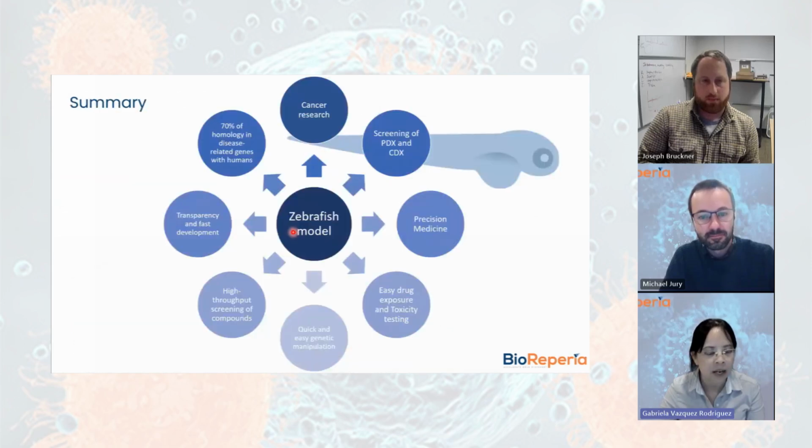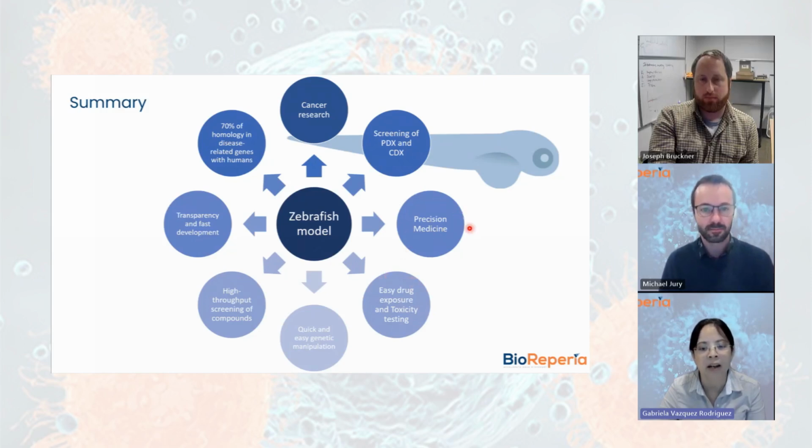So yes, as a summary, the zebrafish model can be used for many different evaluations and as a model for different human diseases, not only in cancer research. Thanks to the high homology in disease-related genes with humans, it's amenable for modeling different diseases and for high throughput screening of compounds, being that they are very small at the embryo stage, and they allow quick and easy genetic manipulation. There is also easy drug exposure for toxicity testing. And lastly, due to their high translatability, they can be used for precision medicine, as we observed.